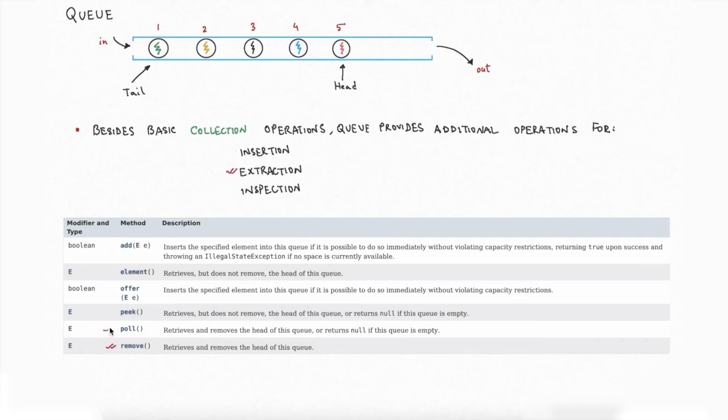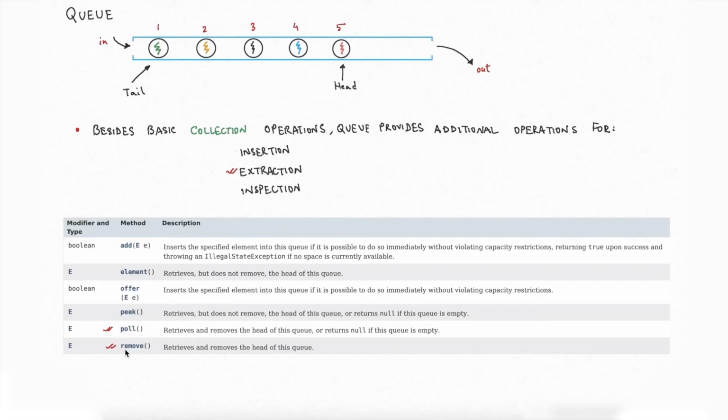Remove and poll are the two extraction methods. When we use remove, it retrieves the element at the head of the queue and removes it. So when we use remove, the element at the head is returned, but it is also removed from the queue. When we use the poll method, the element at the head is again removed and also returned.